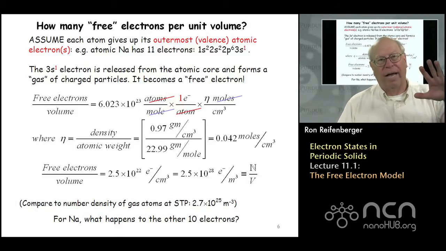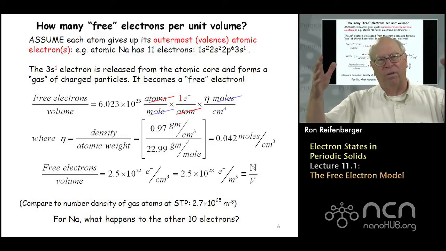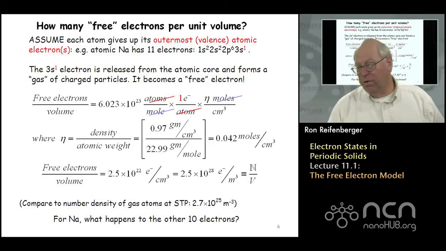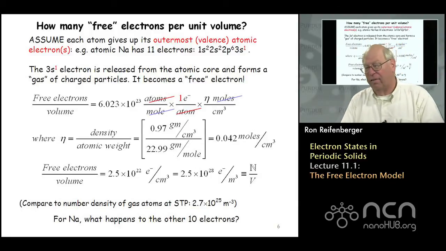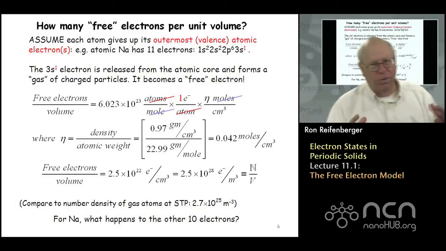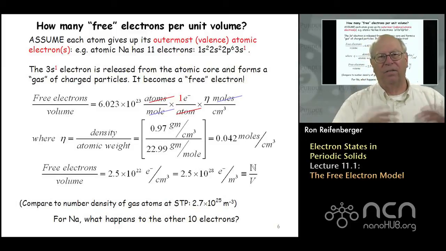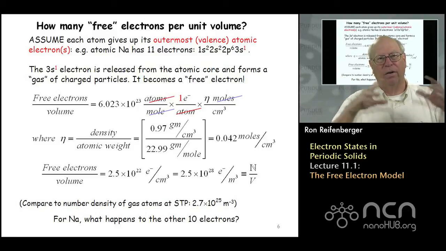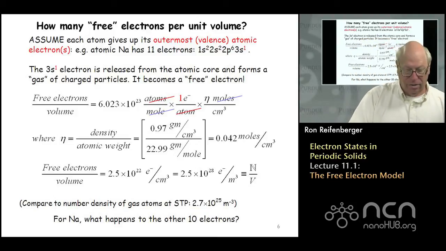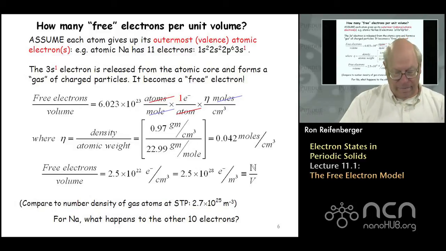I like to compare that number to the number of gas atoms per cubic meter that are present in the air surrounding this room. So if you do that calculation, you find out that there are about 1,000 times fewer gas atoms per cubic meter than there are electrons per cubic meter in a metal. So these electrons per cubic meter are really dense. There's a lot of electrons moving around.